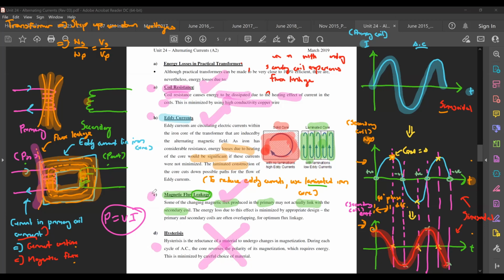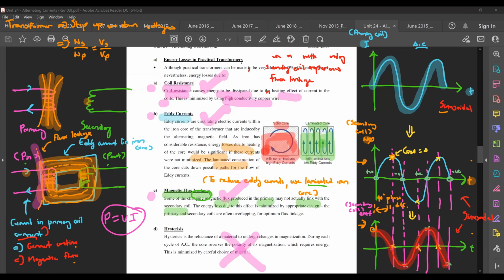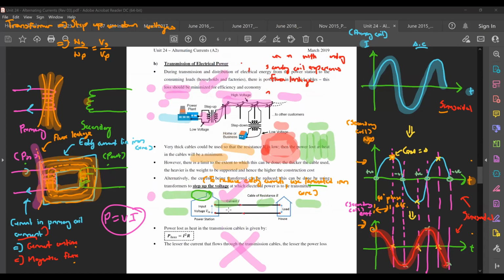Hysteresis is simply the reluctance of a material to undergo changes in magnetization. During each cycle of AC, the core reverses polarity of magnetization, which requires energy. Therefore, you have energy loss. But if I need to explain this, it's going to take another 10 minutes or so, and it's also not really going to be tested. You're not going to use this in your exam, so I just skip this one. Okay, so this one is for transformer.